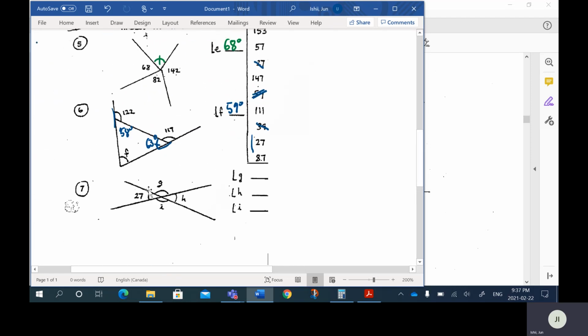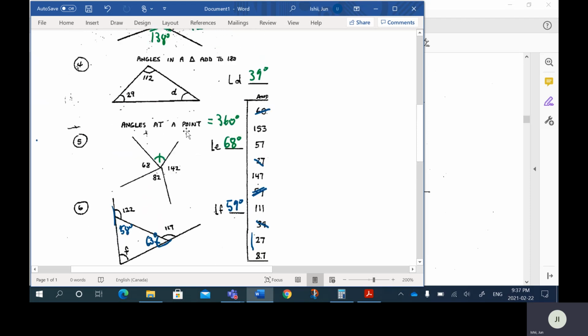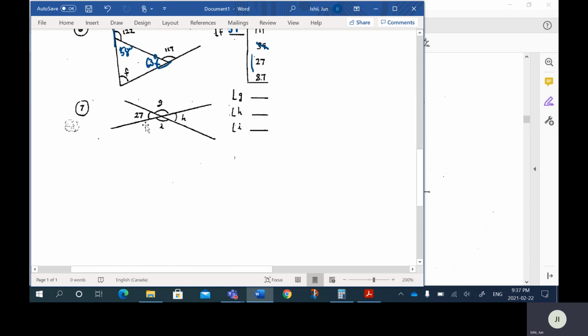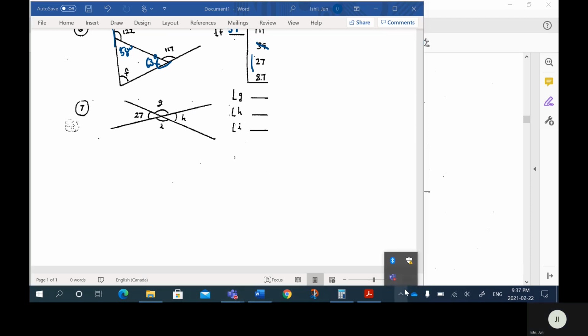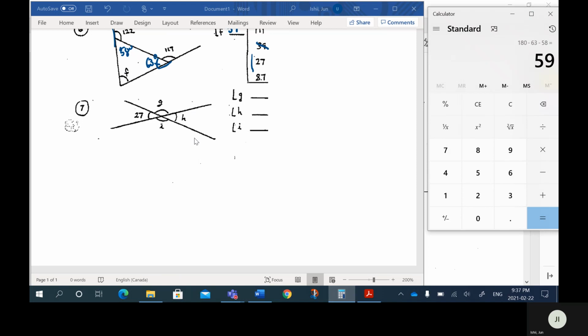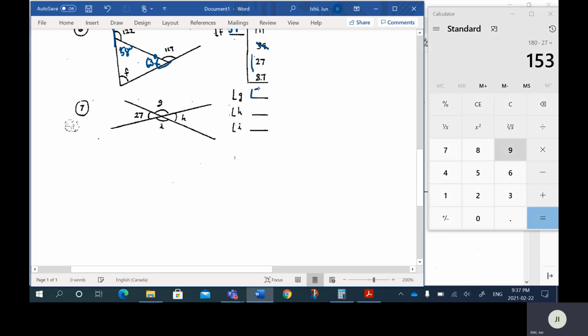So here we have 2 lines across, as well as a straight line. This is similar to what I showed you up here. So angle G here, you can see that 27 and G should add to 180 because it's on the line. So 180 minus 27 is 153 degrees. So angle G here is 153.